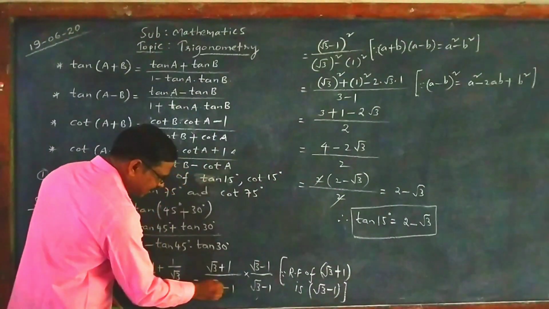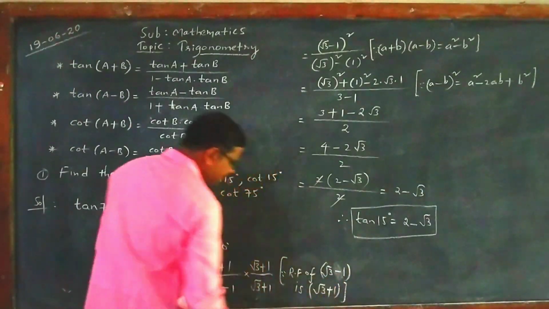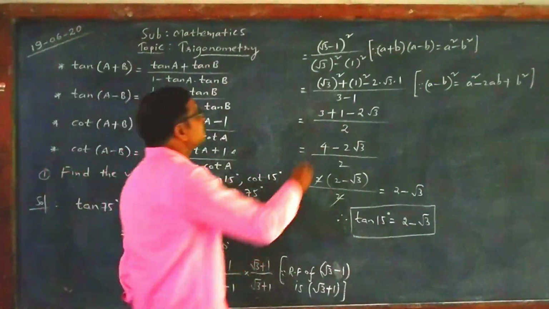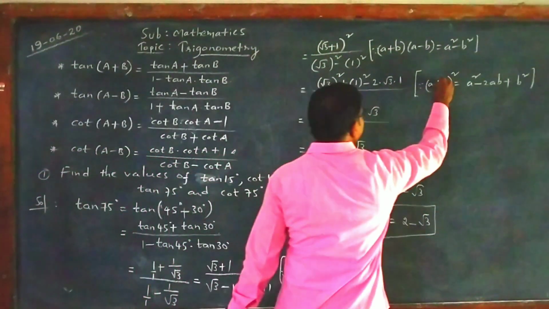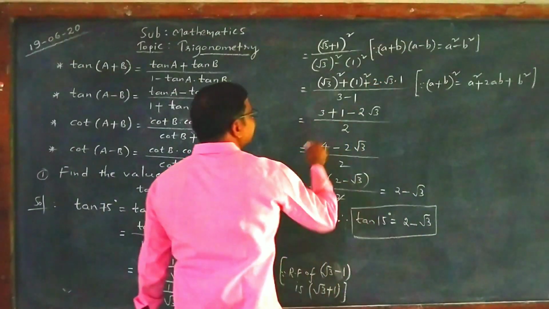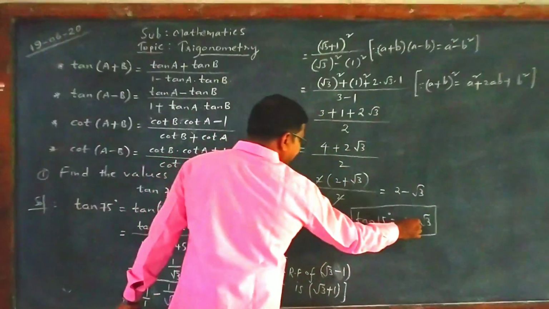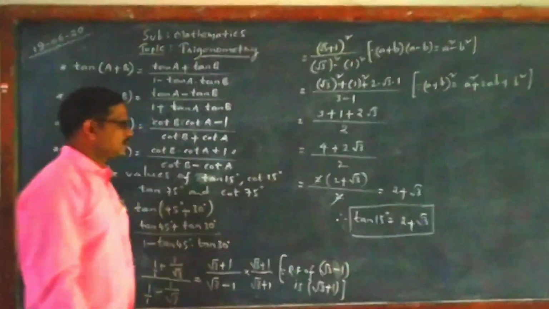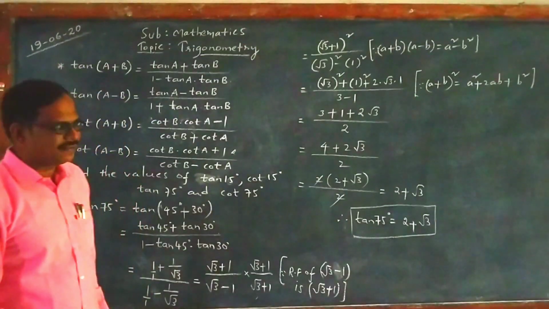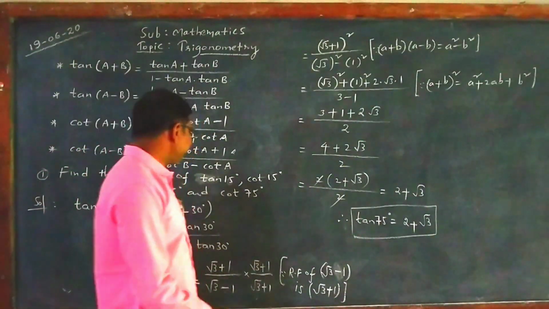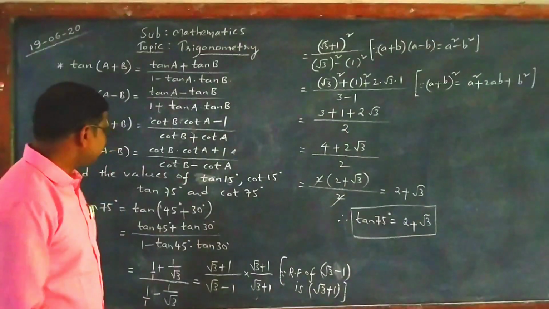Here what is the RF of root 3 minus 1? Root 3 plus 1. Now the numerator looks like a plus b whole square. The denominator step is as it is. But here we will use a plus b whole square. Here plus, here 2 as it is. Here plus, here plus, here plus. So what is the value of tan 75? 2 plus root 3. That means tan 15 is 2 minus root 3, tan 75 is 2 plus root 3.